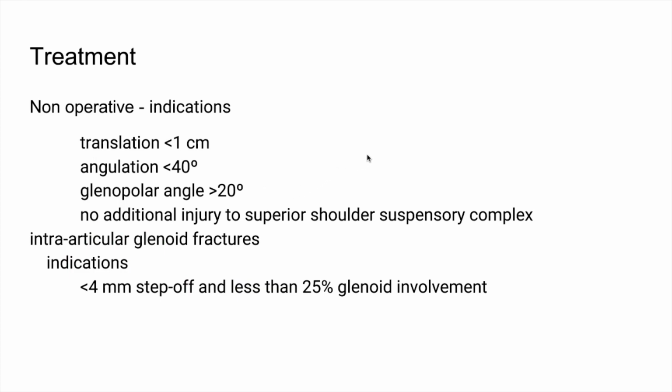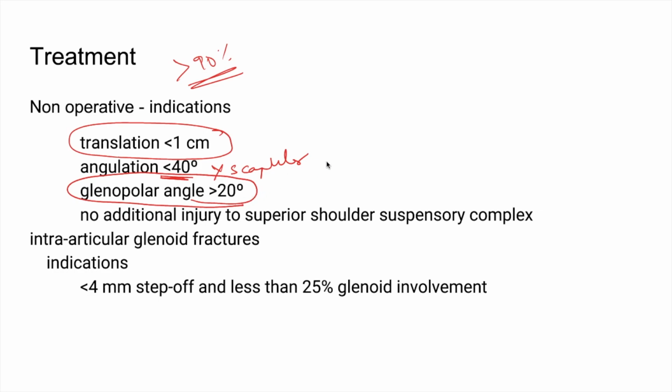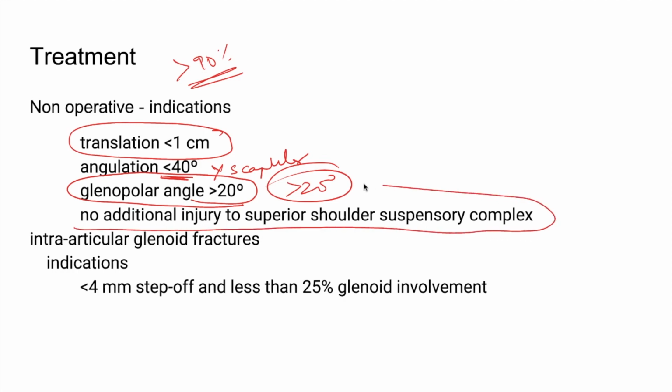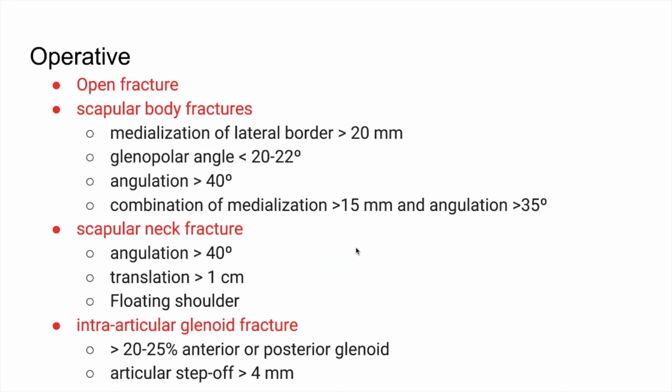So now coming to treatment options available, more than 90% can be treated conservatively. The non-operative indications are when there is less translation, that is, medial-lateral translation of less than 1 centimeter, and angulation of the scapular body of less than 40 degrees in the Y scapular view, a glenopolar angle of more than 20 degrees, and no additional injury to the superior shoulder suspensory complex. Intra-articular fractures with less than 4 mm step off and less than 25% of glenoid involvement can be managed conservatively.